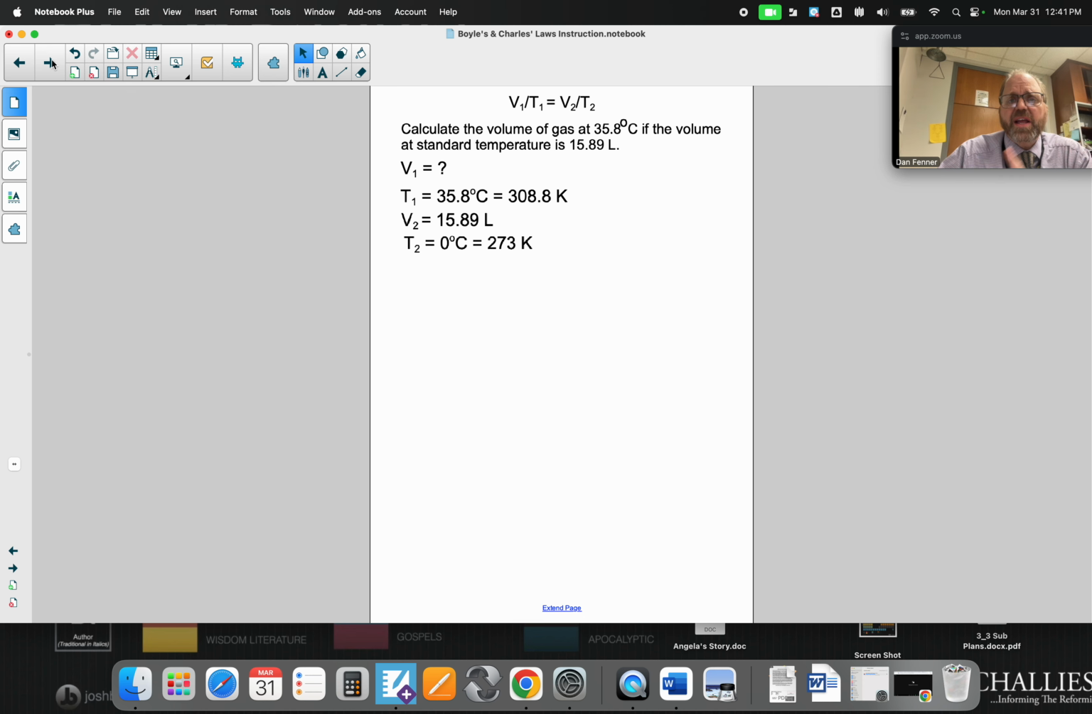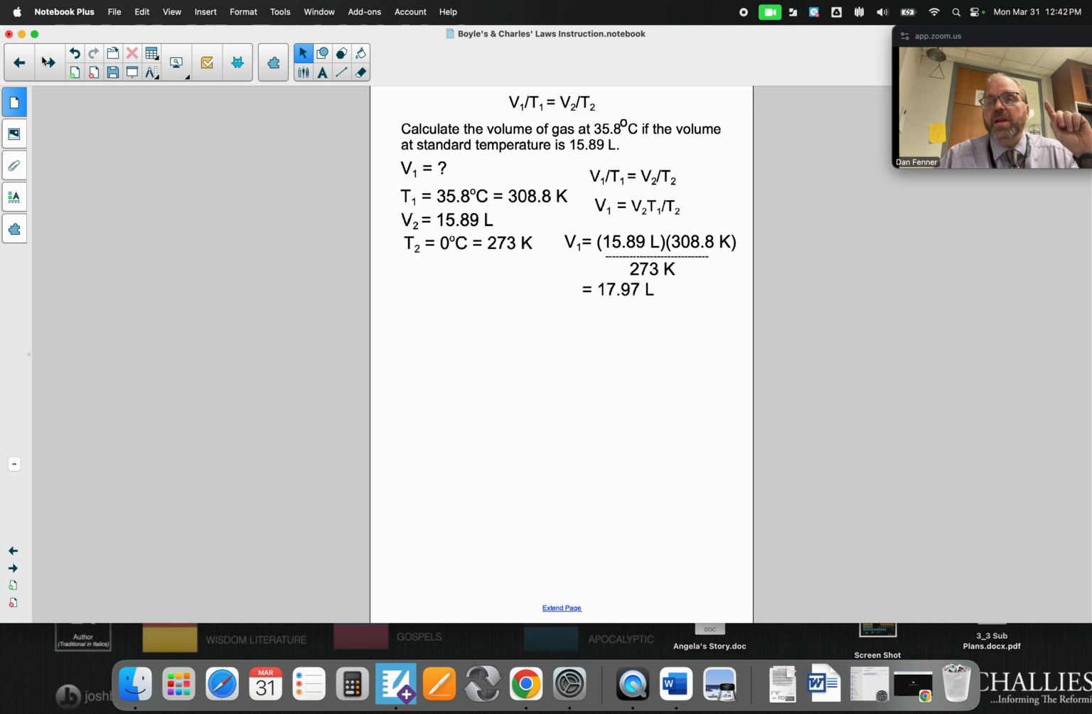All right, so let's take our equation, V1 over T1 is V2 over T2. We're looking for V1. T2 is on the bottom, so we're going to multiply it up, or put it in the numerator. So our equation is going to be V1 equals V2 T1 over T2. Put our numbers in there: 15.89 liters times 308.8 Kelvin divided by 273. Looking at our temperatures, increasing, so the volume should increase. So it should be greater than 15.89. We multiply through, we get 17.97 liters.